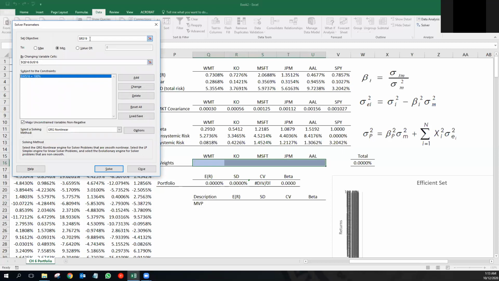So to recap, the set objective is the standard deviation. We want to minimize it. We're going to allow it to change these cells in blue, but we need those cells in blue to add up to 100%. And as we said, that cell has to equal 100%. Now this check mark here is important, where it says make unconstrained variables non-negative. We don't want to have negative returns. This must be at least zero or above. So that's why we have to have them non-negative. You can leave it at GRG nonlinear. There are options, but here we're using GRG nonlinear. And then all you do is click solve.